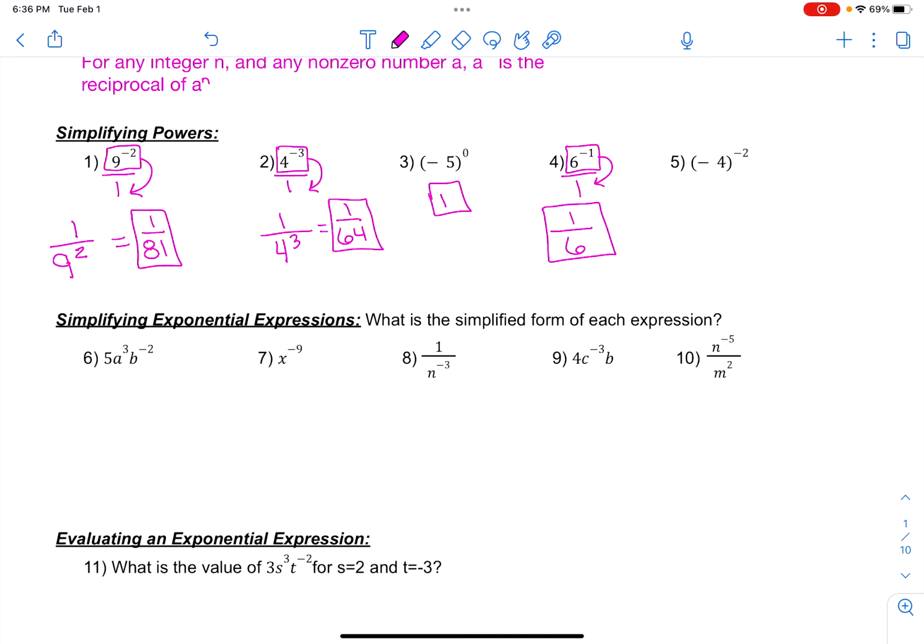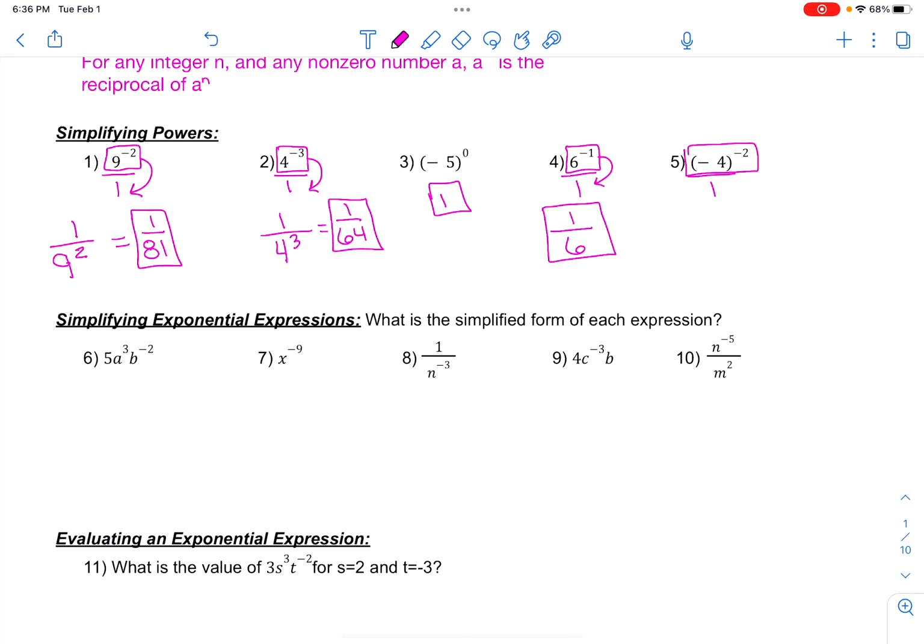And then for number 5, we have negative 4 to the negative 2 power. Negative 4 is in parentheses. This is very important because that means we are doing negative 4 times negative 4. We just need to be really cautious with that and make sure that we are in parentheses when we do this.